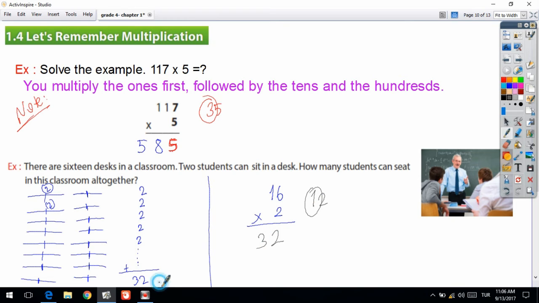There is a correct result. You decide which one is the easier or not. So you are growing up. You do best. Okay, next question.